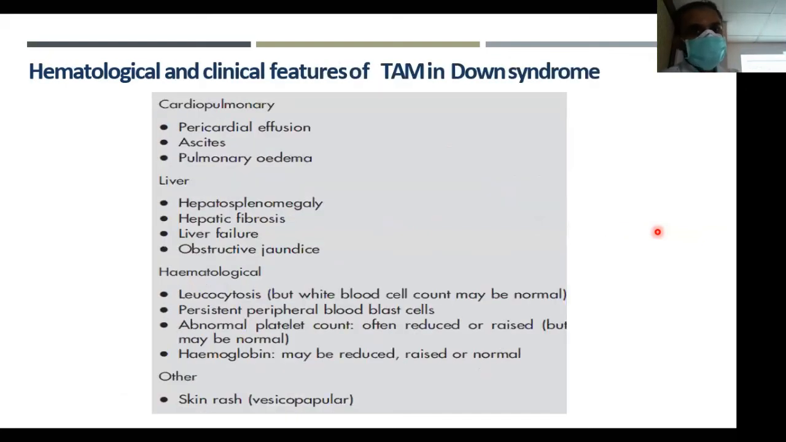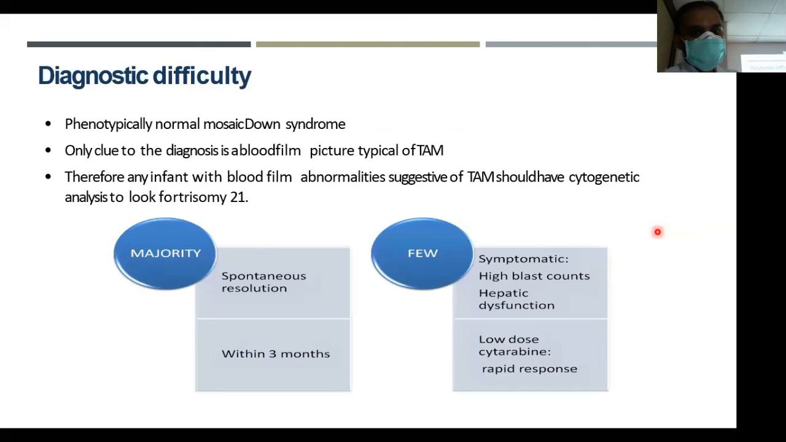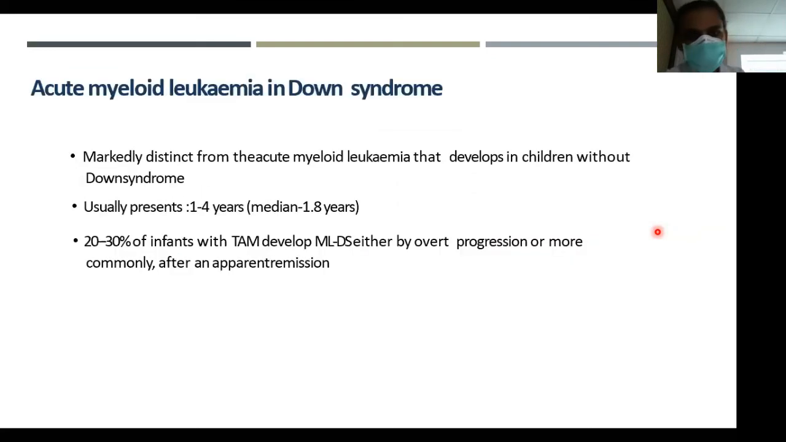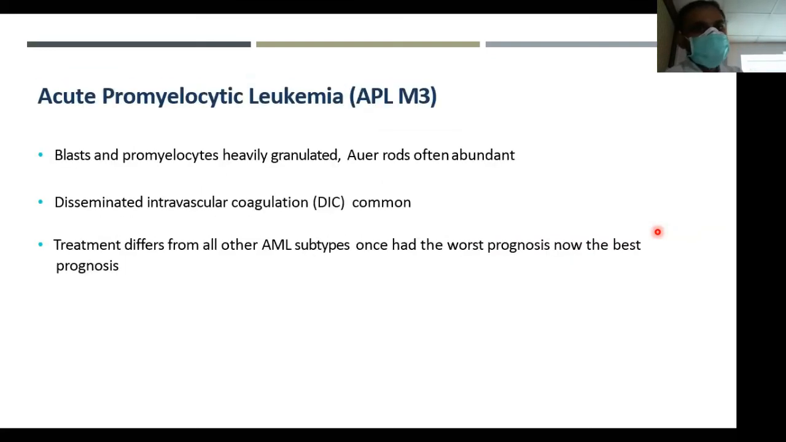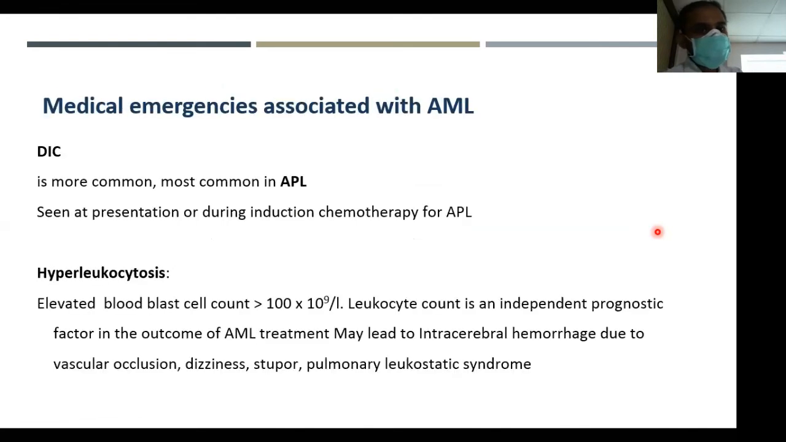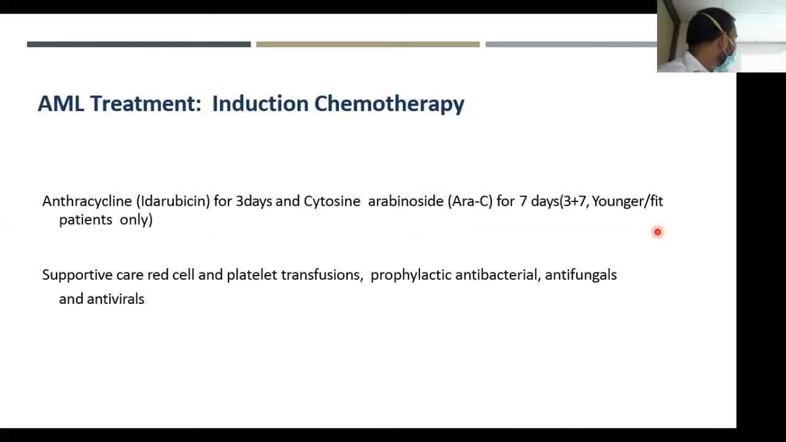Features of TAM: I think I will rush, given the limitation of time. The majority of TAM will spontaneously resolve within 3 months. A few may progress to leukemias. They are extremely sensitive to cytarabine, so low dose cytarabine is the treatment. Other medical emergencies in promyelocytic leukemia are DIC and hyperleukocytosis.